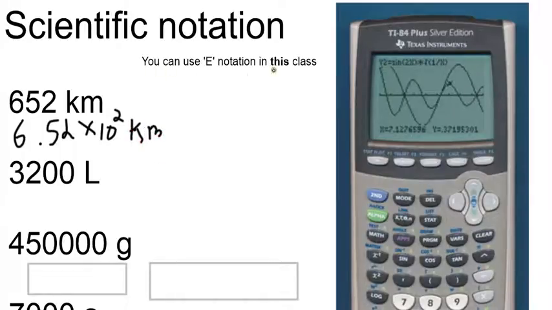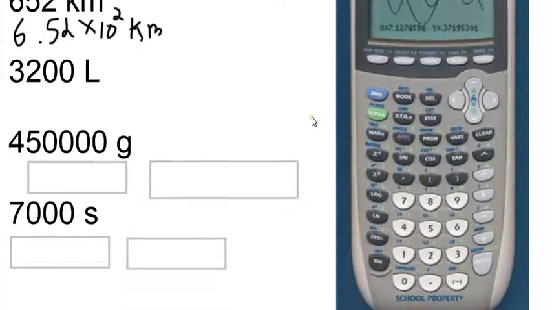Now, some of you may or may not be familiar with the E notation though. In my particular class, I use E notation, so that means that I will accept E notation on quizzes, on tests, on homework, and things like that. Our online practice will also accept E notation. Now, where the E notation is on your calculator is going to be over here. So if you look at your comma button on your calculator, second comma will give you that E.